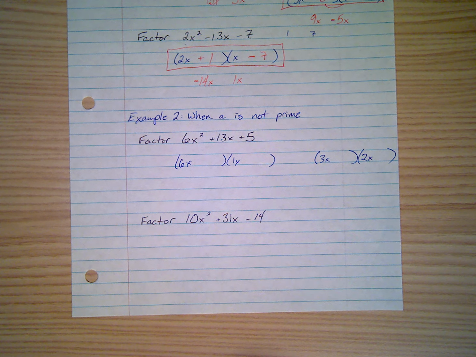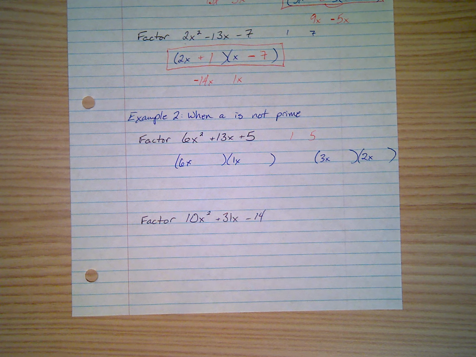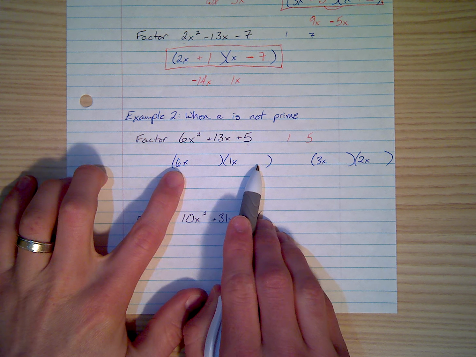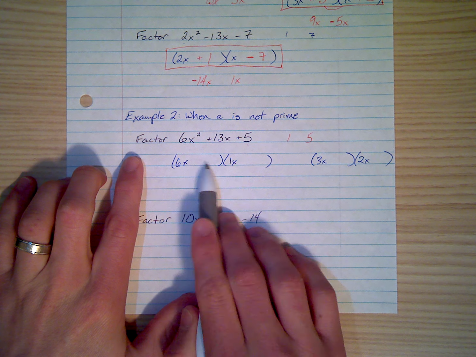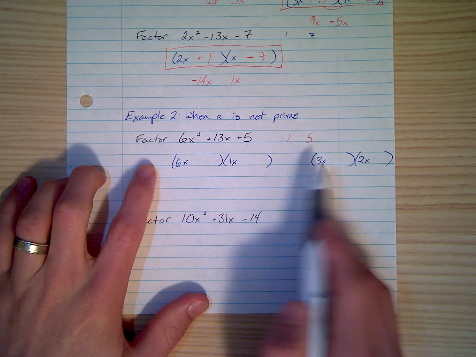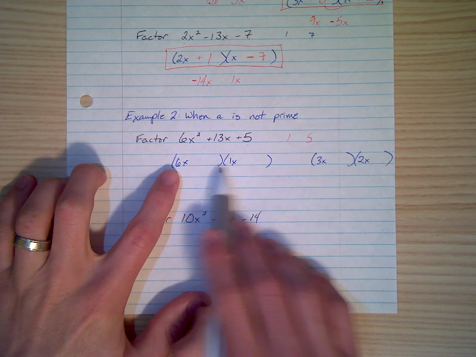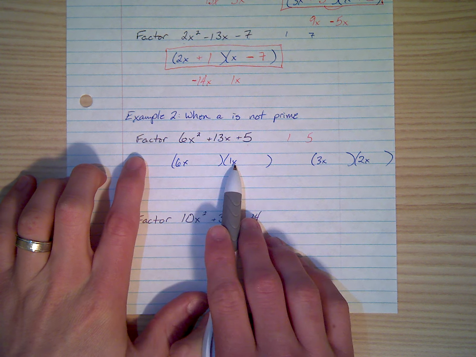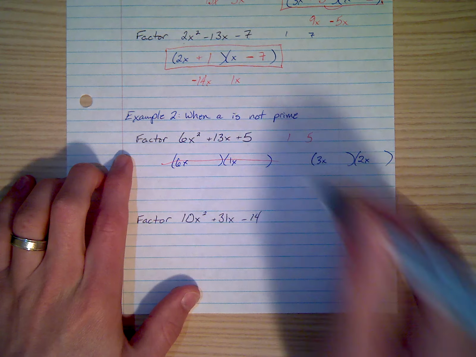Thank goodness for us in this example, the 5 is prime, so there are only 2 numbers we are playing around with, 1 and 5. So let's think about this. If I put the 1 here and the 5 here, I'd have 30 and 1, because 6 times 5 is 30, and 1 times 1 is 1. So that doesn't work. If I switch it around, 5 here and 1 here, then I have 6 times 1, which is 6, and 5 times 1, which is 5. I can't get 13 out of that. I can only get 11. So this one's not going to work.